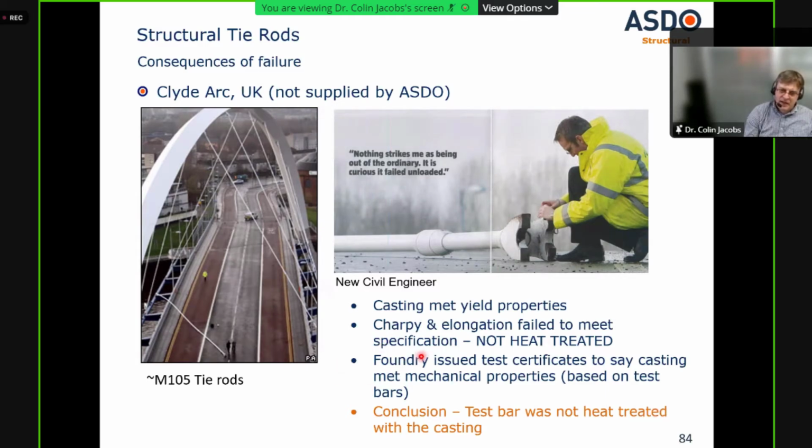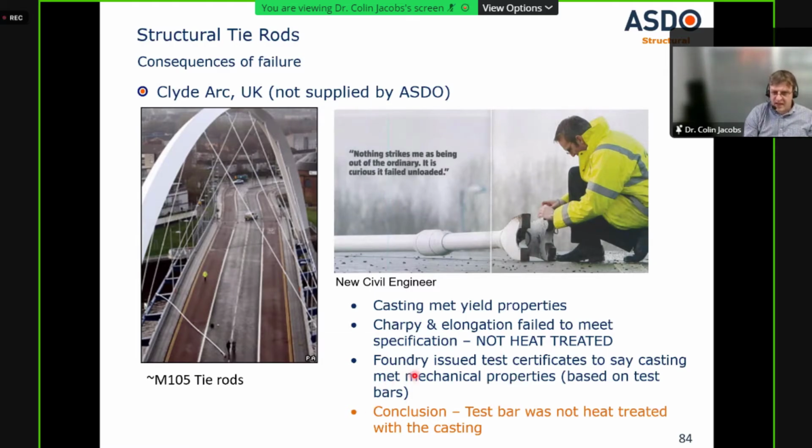What was found in the end was that the casting actually met the yield properties. So as you can imagine, they cut some samples from the casting. They found it met yield properties, but the Charpy and elongation and ductility failed to meet specification. It's almost as though the casting had not been heat treated.